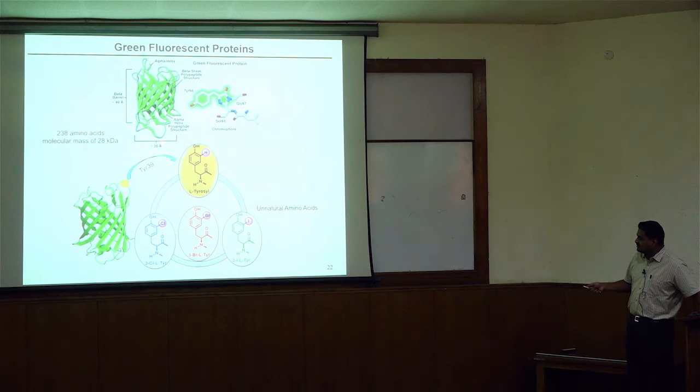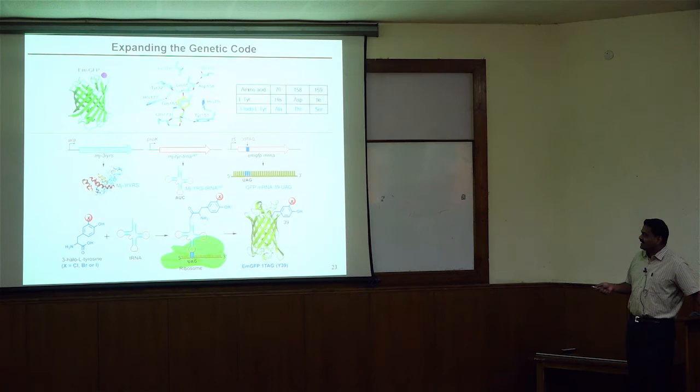We substituted the tyrosine with chloro, bromo, and iodotyrosine, and these are unnatural amino acids. So therefore, the cells cannot take them to synthesize proteins. The normal translational machinery doesn't accept unnatural amino acids. So what we did, we changed the tyrosyl tRNA synthetase active site to accommodate these unnatural amino acids. And you can see these molecular biology techniques. I will not go into the details. What we did is we put the halogenated tyrosine on the surface of green fluorescent proteins.